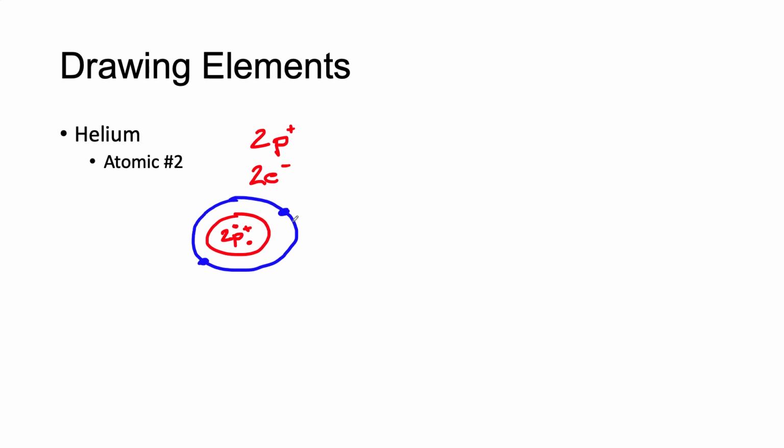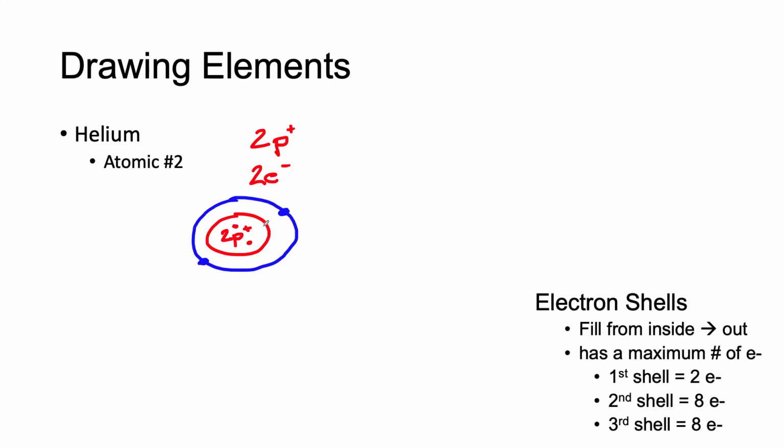Now remember, when we talked about our electron shells, we're going to fill from the inside to the outside, and each shell has a maximum number. So the first shell has a maximum number of 2 electrons. And that's in fact what we have in here because we only had 2 electrons. Now, does this element fulfill the octet rule? Remember, the first shell has to have 2 electrons. The second shell can have up to 8 electrons, and the third shell can also have up to 8 electrons. Because this is the first shell, it satisfies the octet rule because it has 2 electrons.